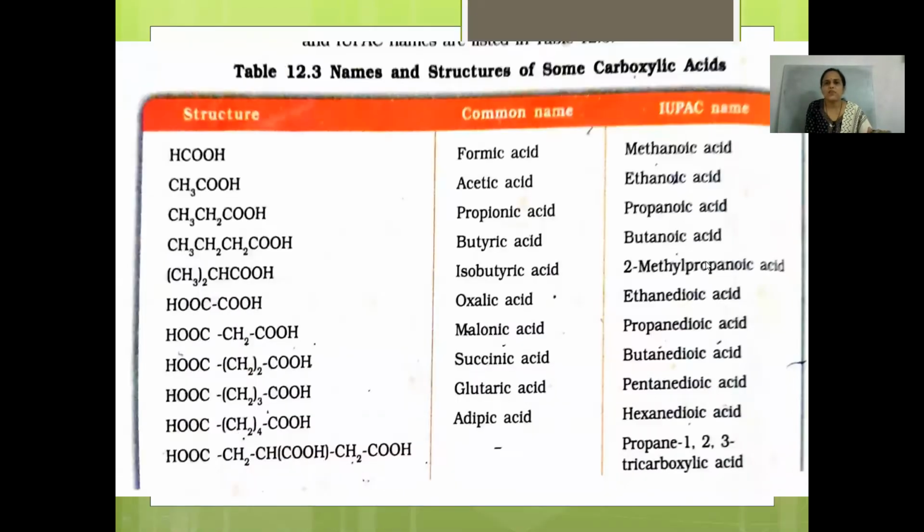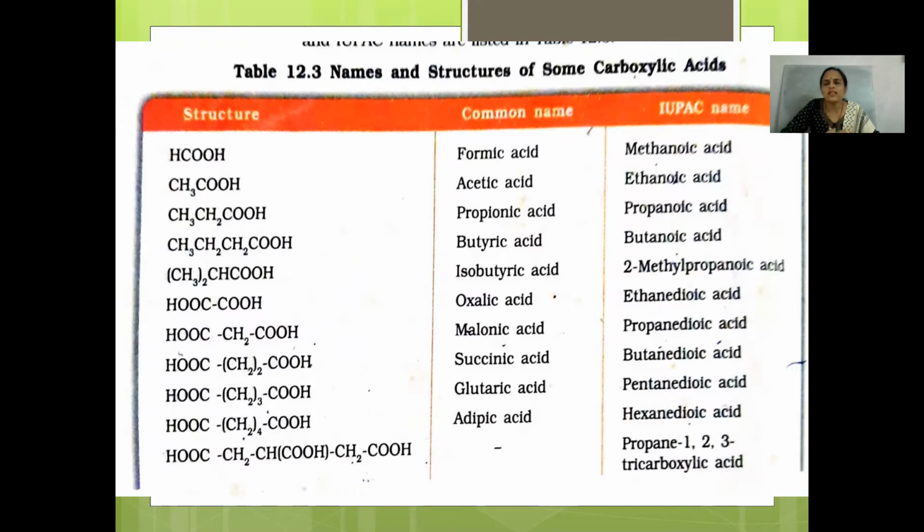Let us see the IUPAC names and some common names of some carboxylic acids. HCOOH is commonly called formic acid and its IUPAC name is methanoic acid. CH3COOH, its common name is acetic acid and its IUPAC name is ethanoic acid. CH3CH2COOH is propionic acid and its IUPAC name is propanoic acid. CH3CH2CH2COOH is butyric acid, common name, and butanoic acid is the IUPAC name. (CH3)2CHCOOH is 2-methyl propanoic acid, IUPAC name.